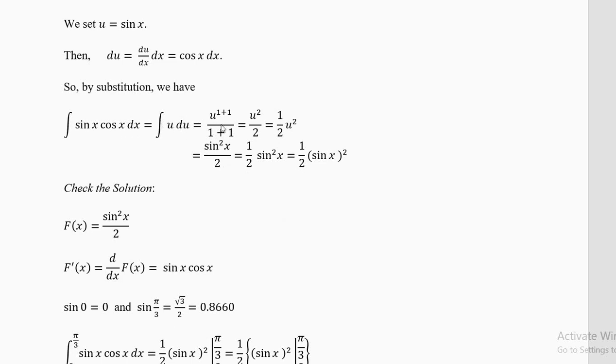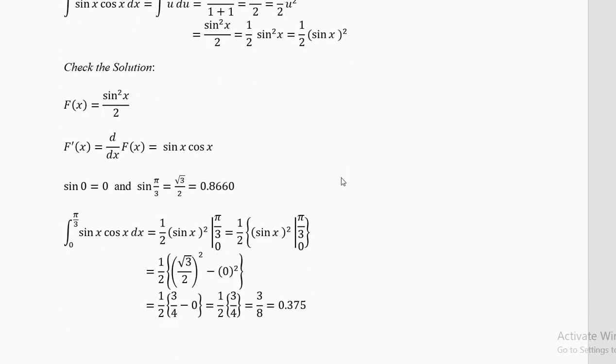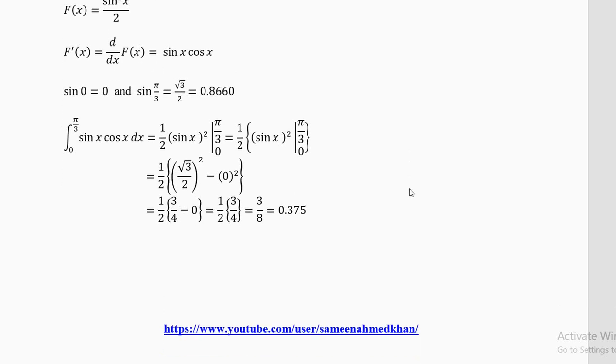So this is a power 1 function, u power 1 plus 1 divided by 1 plus 1, you'll get u squared by 2, which is half u squared. Now it is half sin squared x. You can also write it as half into bracket sin x whole squared. Do not write the power 2 over the x, that is wrong. Now you can again differentiate and check the answer.